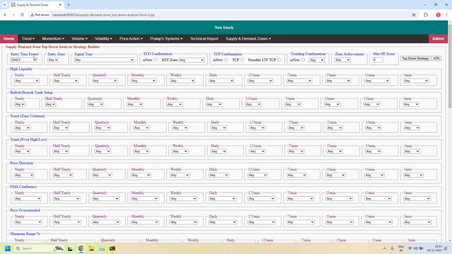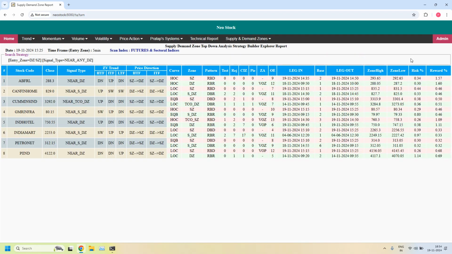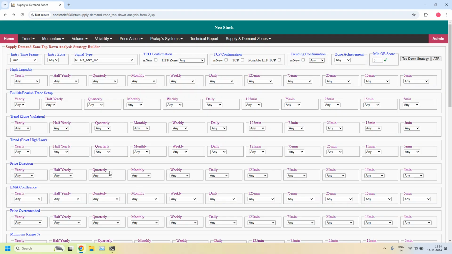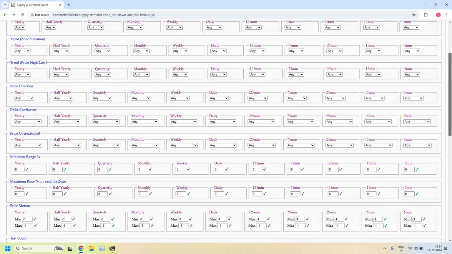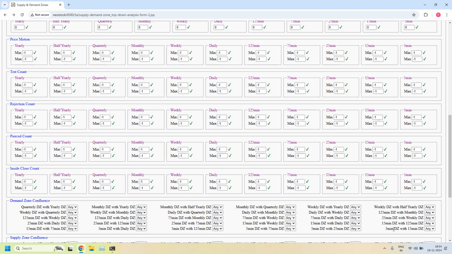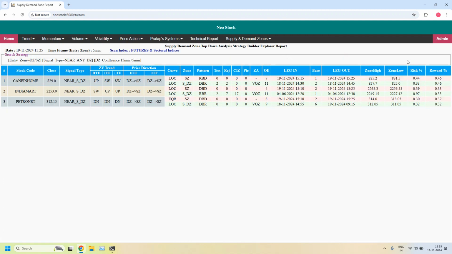Okay, next time frame is 5 minutes. Let's find the stocks near 5 minutes demand zone. We got 8 stocks. Let's identify how many of these demand zones are having ITF confluence. That is 5 minutes demand zone with 15 minutes demand zone confluence. Enable the filter. With this filter, we got 3 stocks. In all these 3 stocks, 5 minute zones are part of the 15 minute zone.